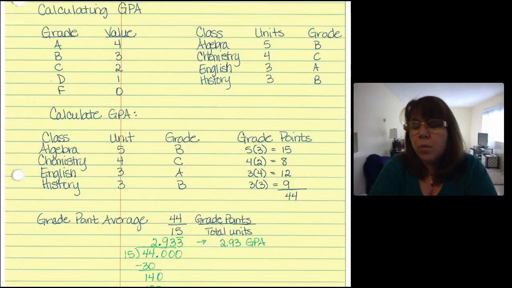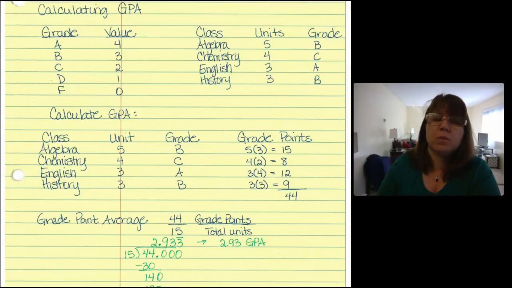Now, where I am, California, there is a difference between calculating a GPA, a grade point average, for high school and college. In high school, the grade points are still the same. An A is worth 4 points, a B is worth 3 points, a C is worth 2, a D is worth 1, and an F is worth 0. And in high school, let's say you took algebra, chemistry, English, and history, and you got a B, a C, an A, and a B.